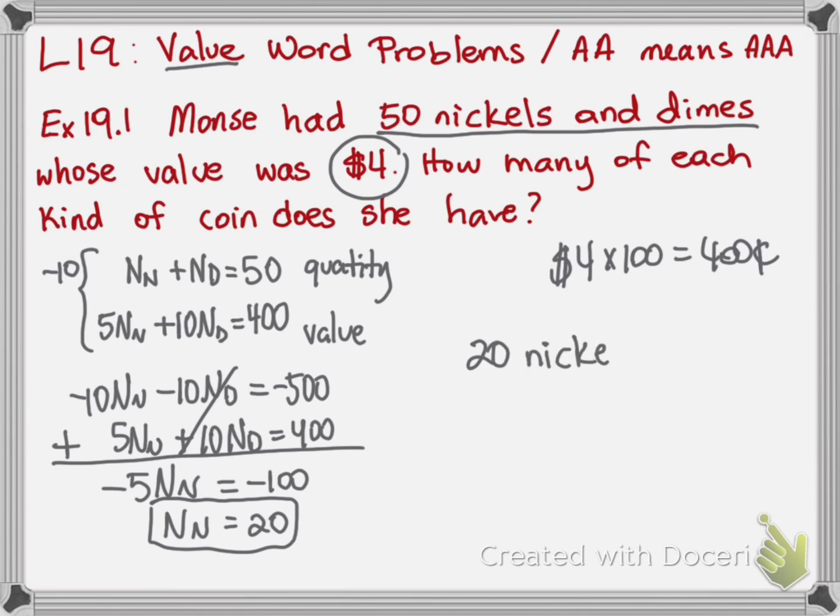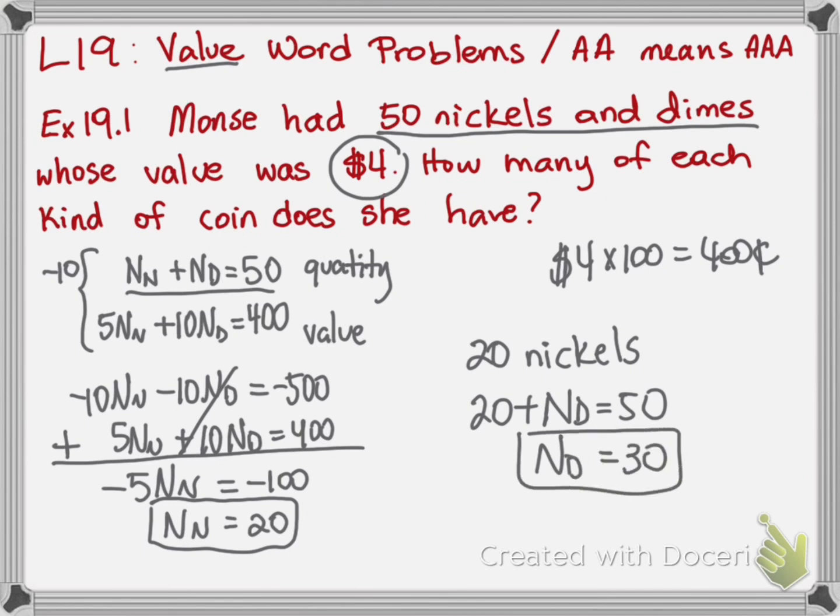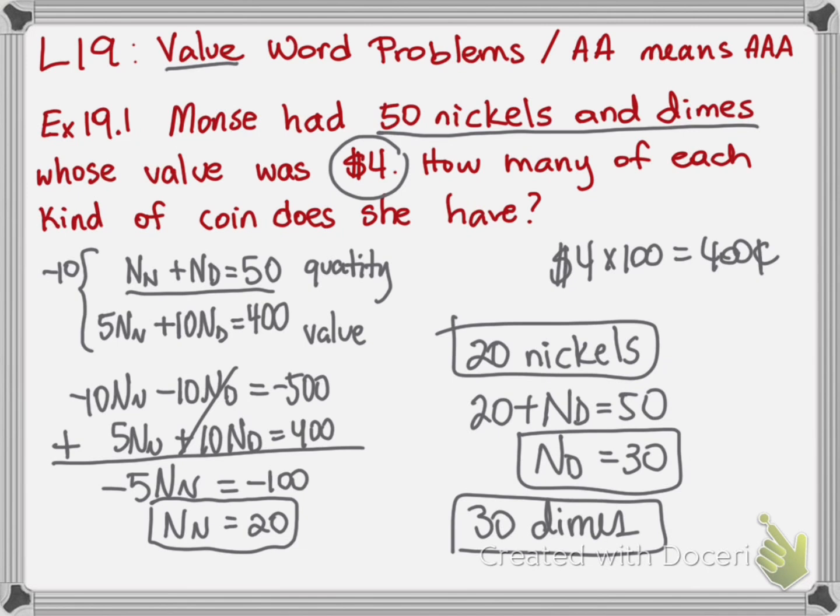But remember, it's always important to look back at the question. The question says, how many of each kind of coin does she have? So we need to find how many dimes there were. So we go back to the equation of quantity, and it says that the two together were 50. So we substitute and say, okay, 20 plus the number of dimes equals 50. So we pass the 20 to subtract, and the number of dimes is 30. And that's it. Very simple. We just have to create the two equations with the information of value and quantity that the problem gives us.